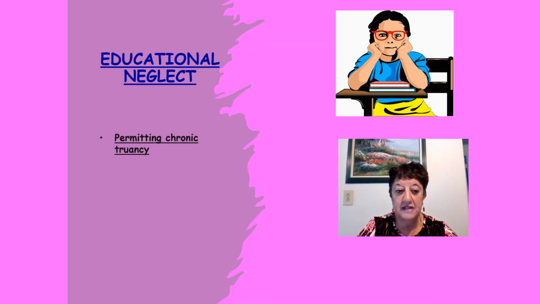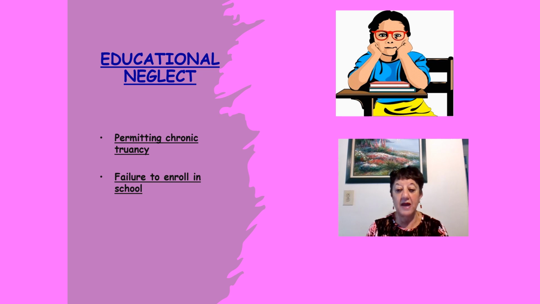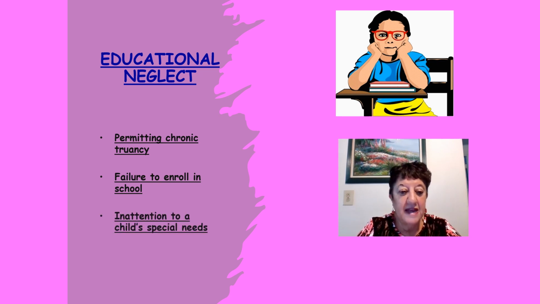And then educational neglect: permitting the child to stay home, chronic truancy, even failure to enroll in school. And by the way, in New York State, kindergarten is not mandatory. I know every time I tell that to students, they say, really? I say, yep. So because you didn't send your child to kindergarten does not mean you have neglected your child's education. And inattention to a child's special needs. So what does that mean? That means you don't get the help the child needs, you just keep ignoring, and sometimes even emotionally neglecting the child by making fun of the child, ridiculing the child.